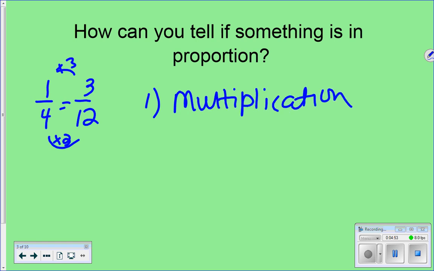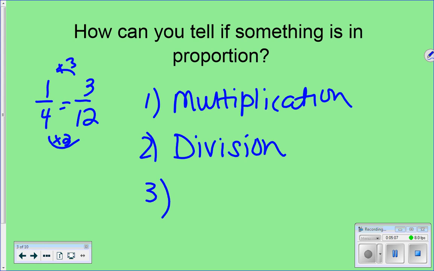What's another way I can tell? Hannah, I can divide. If I take 1 divided by 4 and 3 divided by 12, guess what? It's going to be the same decimal. So division is another way. Anybody got another guess? Nope. Good try. Anybody else? Lydia? Same denominator? So another way I could say is I could reduce. Can I reduce this? What's it going to reduce to? Okay, so reducing is a way.